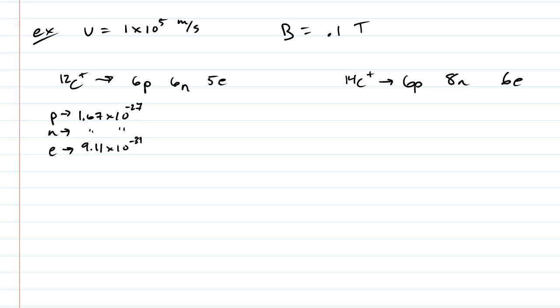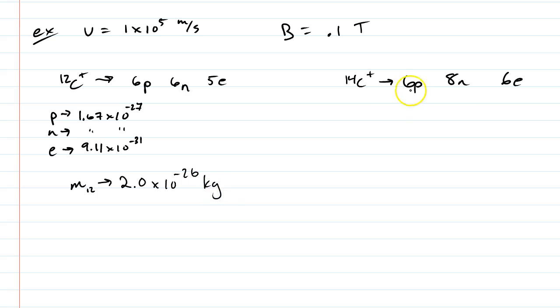Before we actually use the radius equation from magnetism, we need to figure out, if we have 6 protons, 6 neutrons, and 5 electrons, how much that will be total. So basically you're going to do 6 times the proton mass, plus 6 times the neutron mass, plus 5 times the mass of an electron. I paused and calculated this, and I wrote down that the mass of a carbon 12 is 2 times 10 to the negative 26 kilograms.